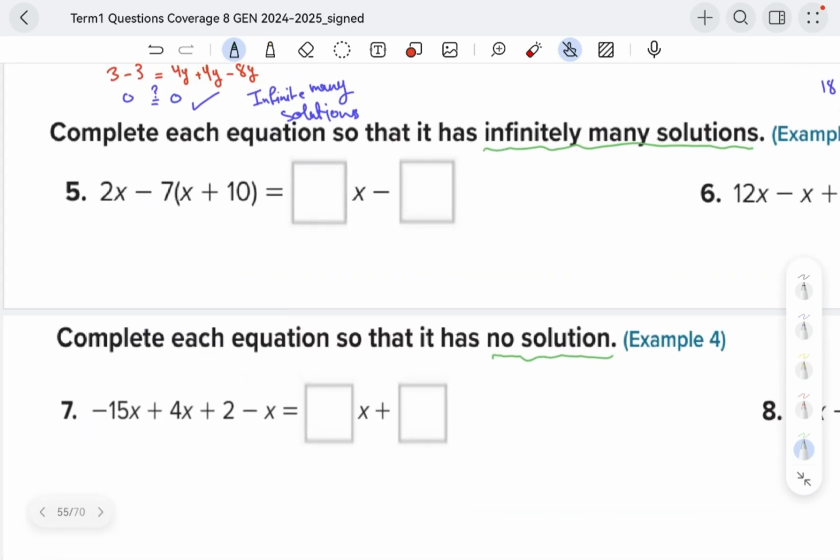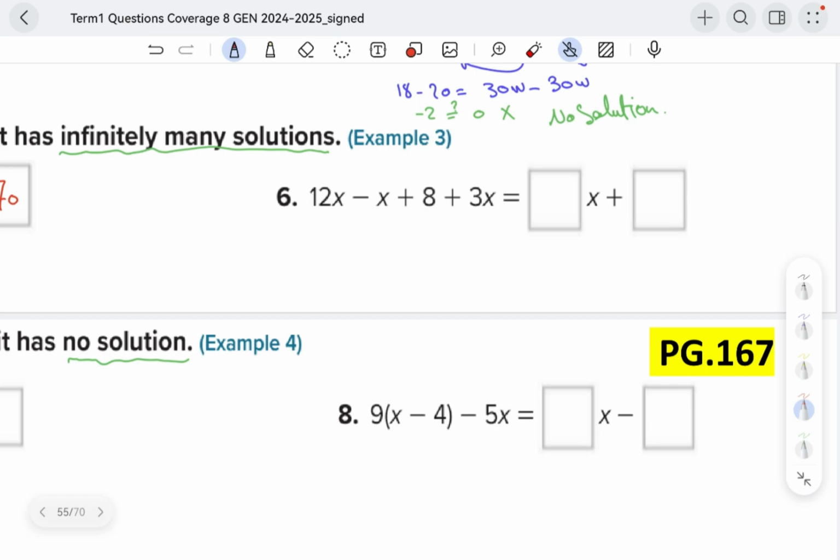First, we're going to simplify. Let's use the distributive property. We're going to have 2x minus 7x minus 70. Simplify. 2x minus 7x is negative 5x, negative 70. Now the question asks us to make it infinitely many solutions. To have infinitely many solutions, we should have the same equation. So we're going to have the same coefficient, negative 5x. Also, we're going to have the same constant. So now we have identical expressions on the left and on the right.